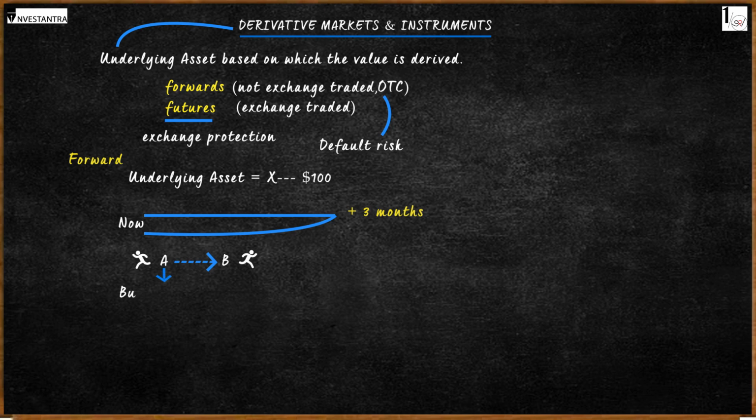A says, I will buy the asset, maybe at $105. B will say, I'm ready to sell the asset at the same price, right? Which means that B is bearish and A is bullish, right? A wants to buy the contract and B wants to sell the contract. So that means B is short on the contract and A is long.